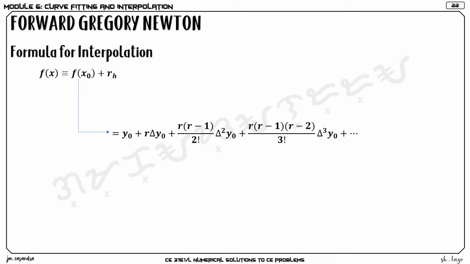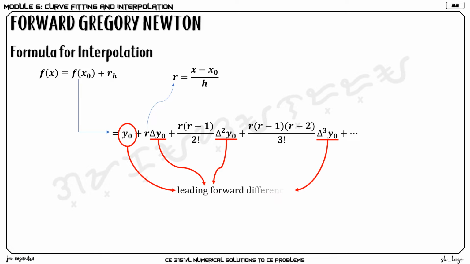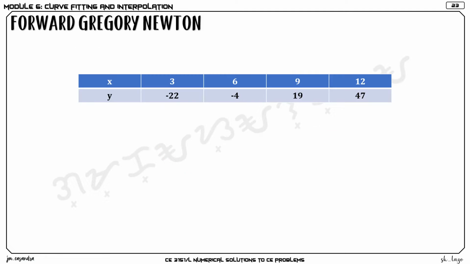And if you are going to observe, there is a pattern for the equation. The value of r is computed as x minus x sub o all over h. And take note that y sub o, delta y sub o, delta squared y sub o, delta cubed y sub o are the leading forward differences of our finite difference table. So to understand forward Gregory-Newton, let us solve some examples.